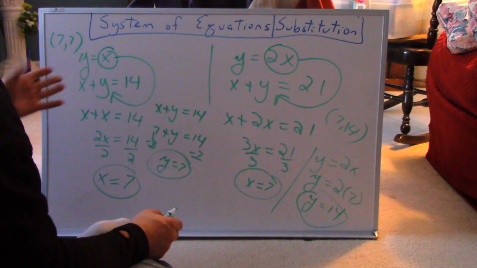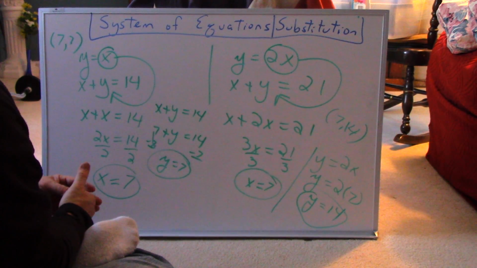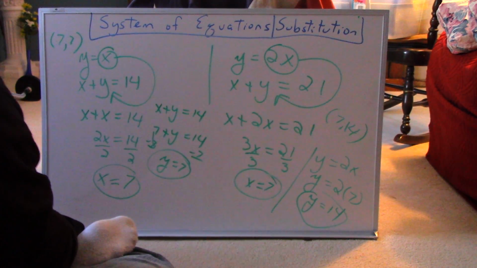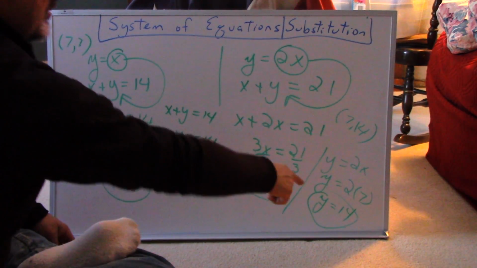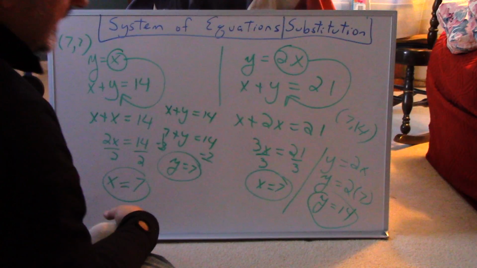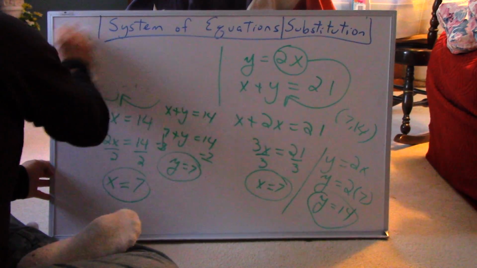So why are we looking for a point? Because the point is where the two lines meet. If you were to graph these, the two lines would meet at 7, 7. The two lines would meet at 7, 14. All right, let's do a harder one.